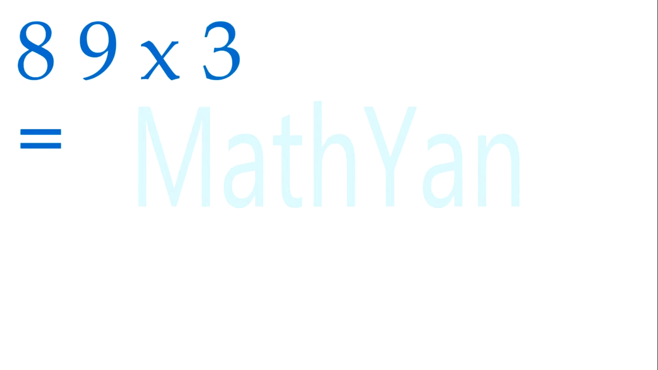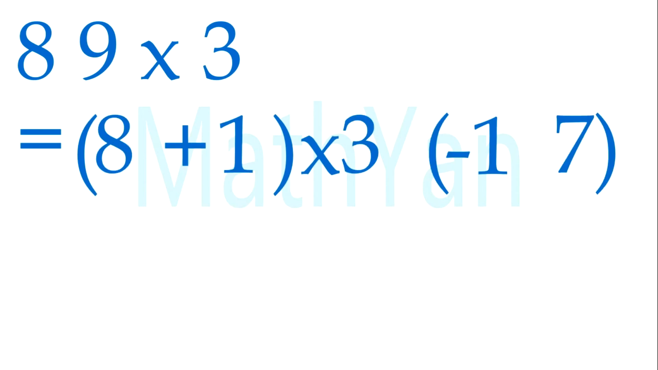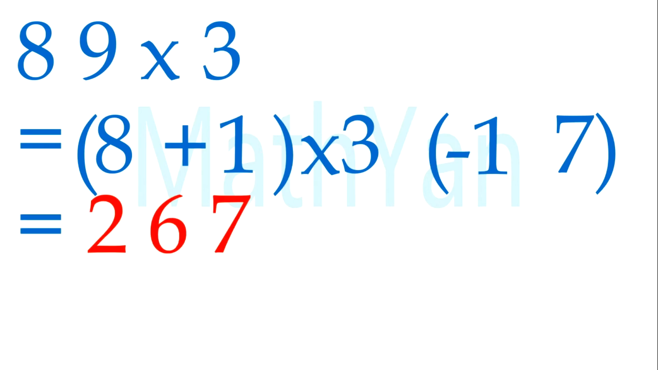Try again, the last. 89 times 3. So 8. This will be formula. 8 plus 1 is 9. 9 times 3 is 27. 27 minus 1 is 26. So be 2, 6, 7.